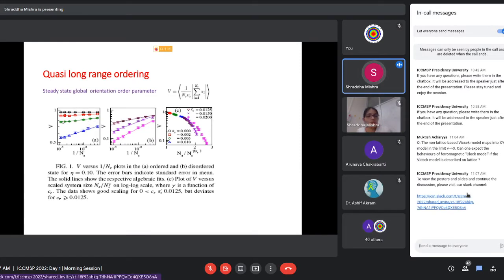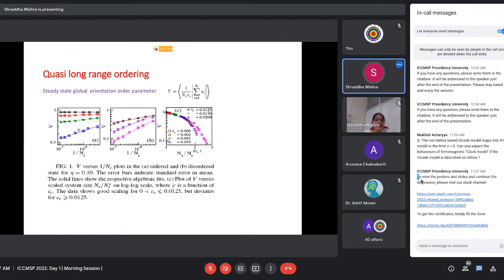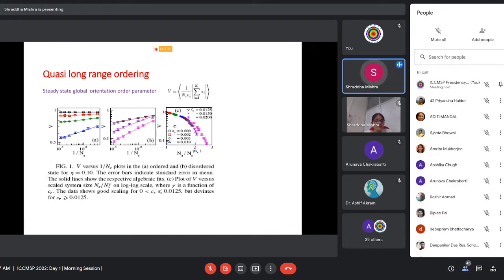We have found that if I calculate the exponent of this power law decay (I'm not showing those details here) and try to do the scaling of V versus NS based on the exponent, then up to a certain density of these obstacles there is a good scaling collapse, and after that we don't find the scaling collapse. The reason is actually a transition where the system goes from the quasi long range ordered state to a short range disordered state. For zero obstacle density, it is a fully long range ordered state. I'm going to come into this in detail.